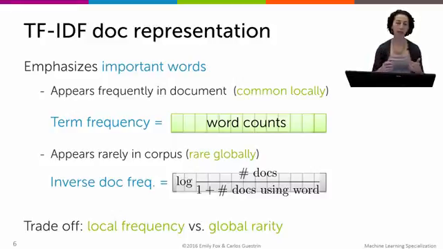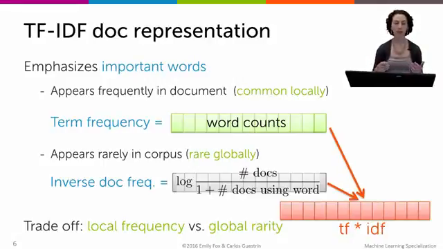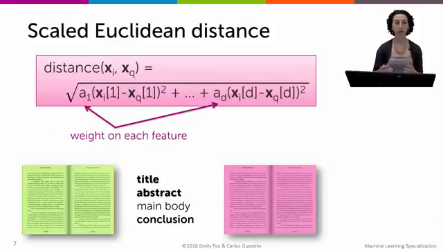So to account for this, we introduced this inverse document frequency term, which downweights words that are very commonly used globally throughout the corpus. So our TF-IDF representation is simply multiplying our TF vector with this IDF vector. And this trades off between local frequency and global rarity. We then turned to how we are going to compute the distance between two different articles.